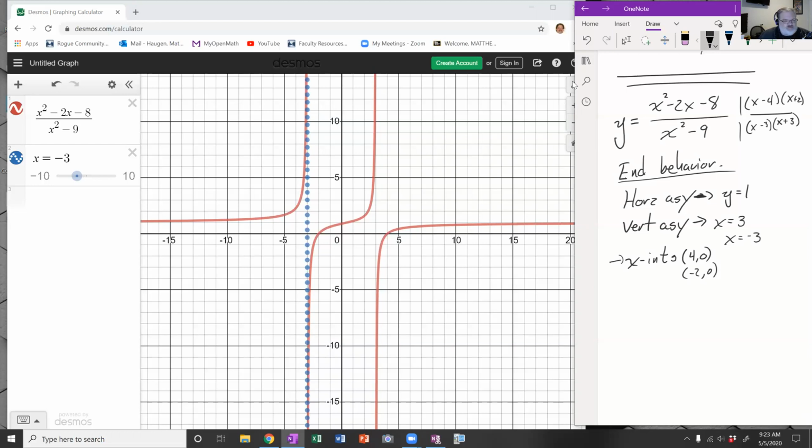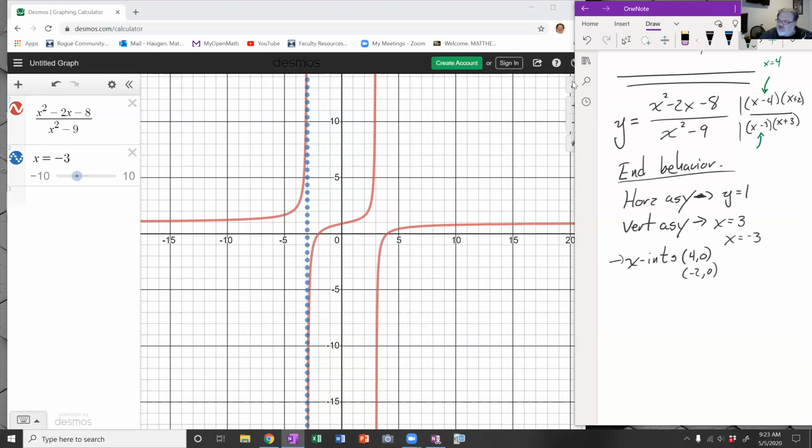Does that seem reasonable? When a value is trying to make this numerator 0, as we head towards x equals 4, when the numerator is 0, 0 divided by almost anything is 0. So when the numerator is 0, the whole thing wants to be 0.